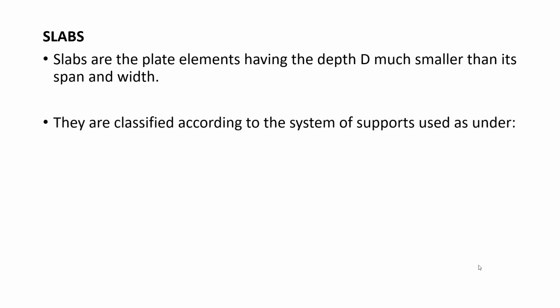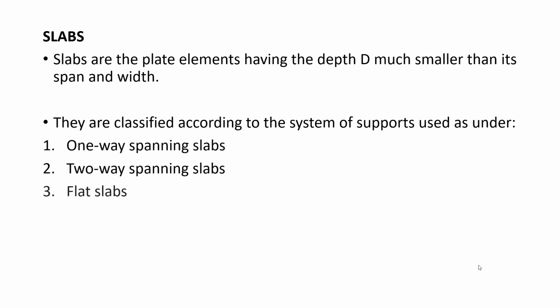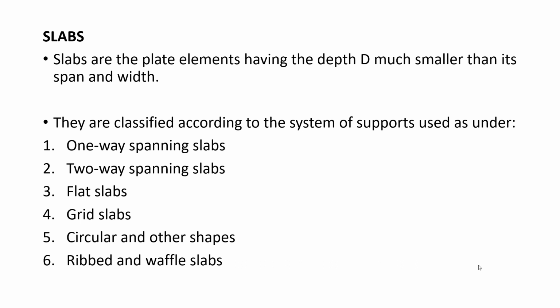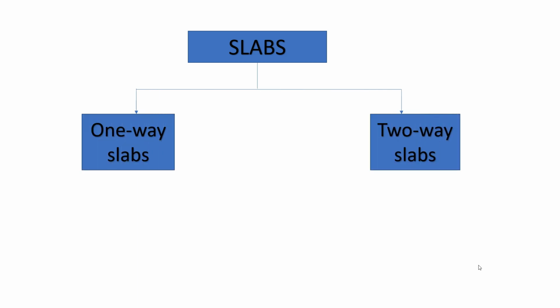Based on the system of supports, slabs are classified as one-way spanning slabs, two-way spanning slabs, flat slabs, grid slabs, circular and other shapes, and ribbed and waffle slabs. But the two most commonly used slabs are the one-way slabs and the two-way slabs.